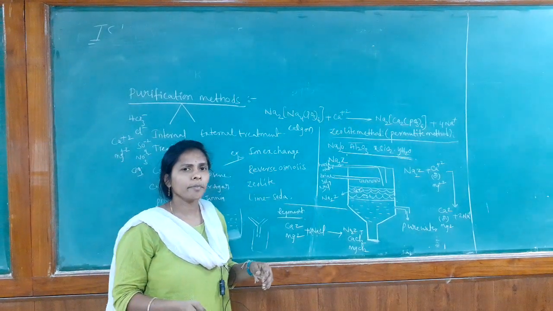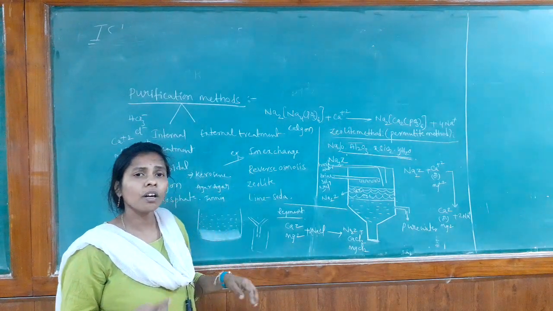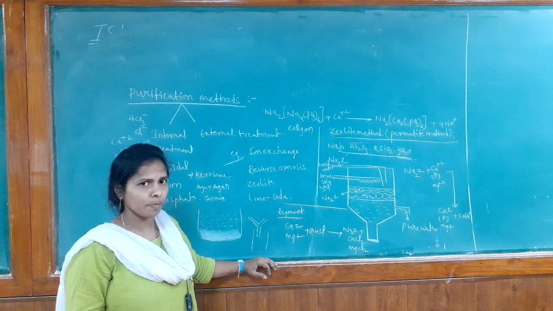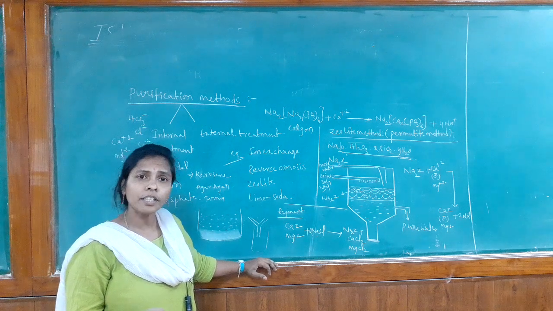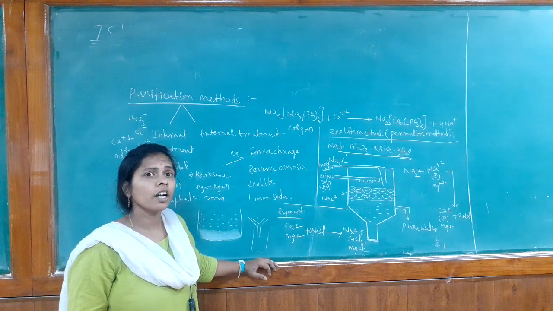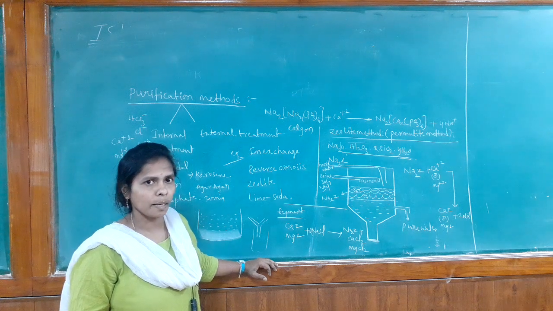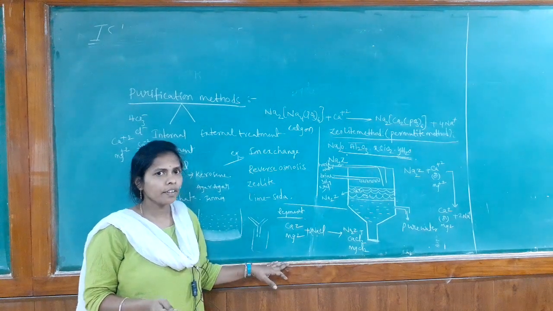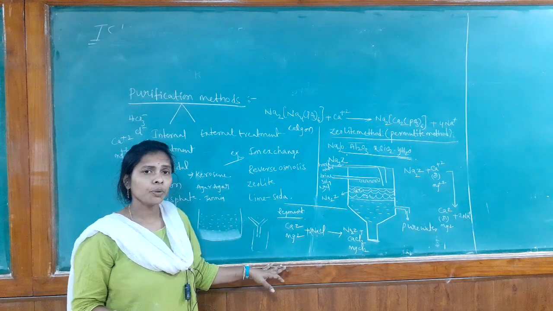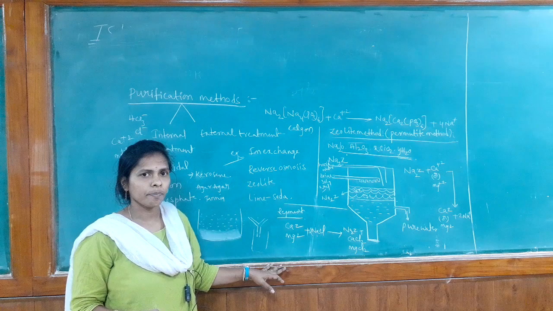But the zeolite method does not give highly purified water like the ion exchange method and the reverse osmosis method, because it removes only the cations in the water sample. It is not removing anions. With this we have completed unit 1. In unit 1 we have completed all the topics now. Thank you so much.